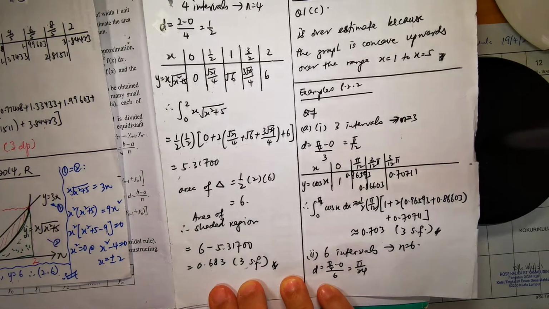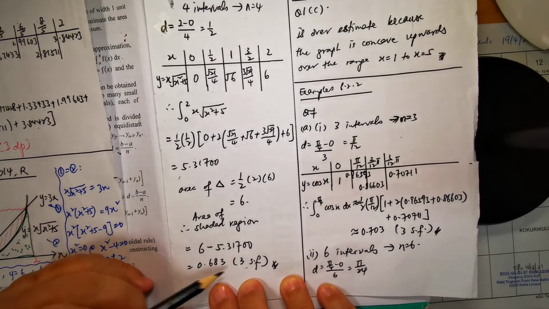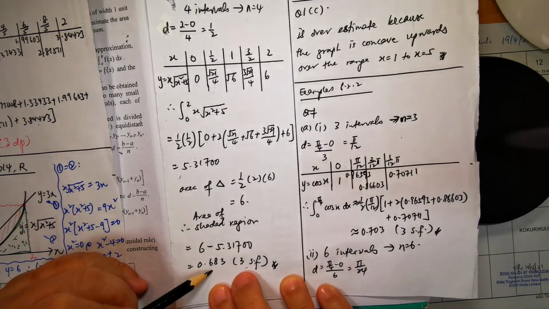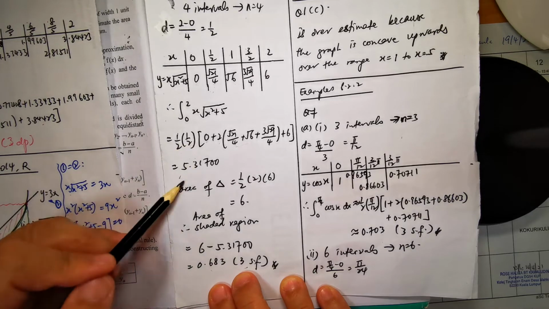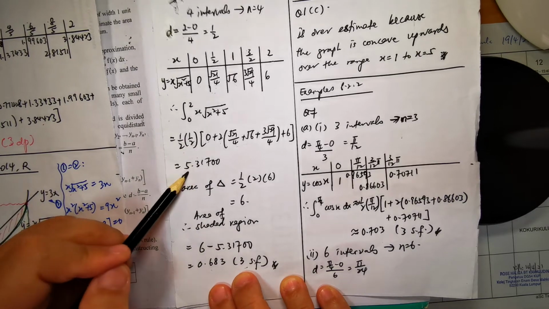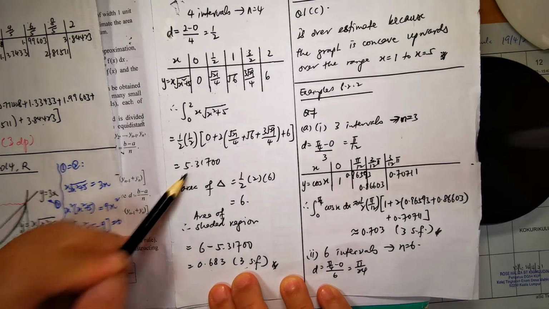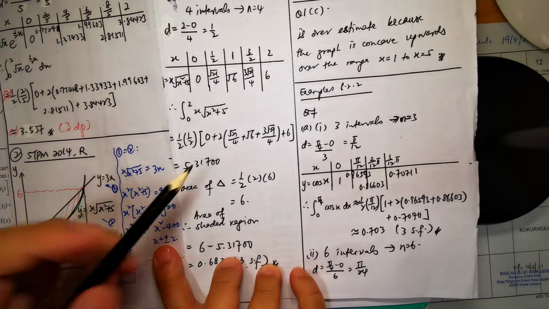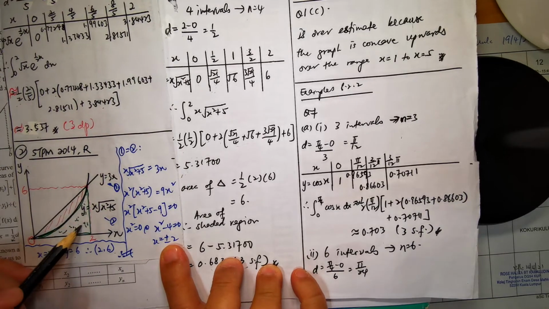Can be decimal, can be significant figures. Okay, up to you. Alright, so since I decide to use 3 significant figures for the final answer, here I'm using 5 decimal places. So remember, this 5.317 is the green one.